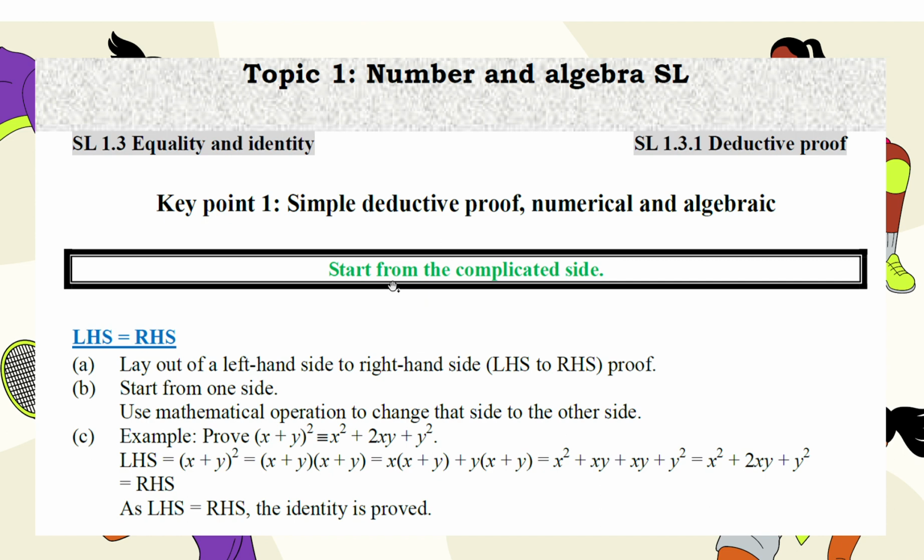Start from the complicated side. Remember, left hand side equal right hand side. This is formalism. Methodology: start from the complicated side and then go to the other side. And we say that the thing is proved. You call it a deductive proof.